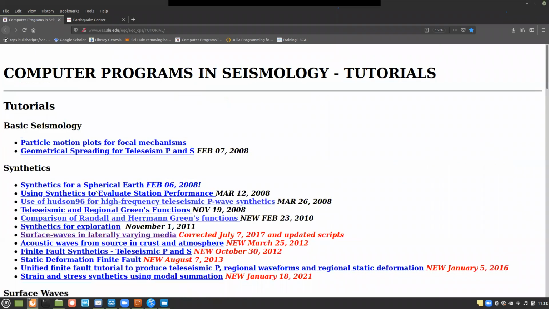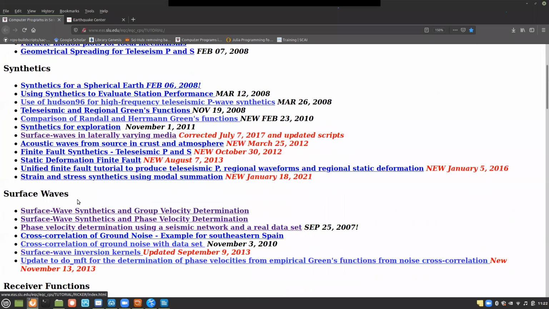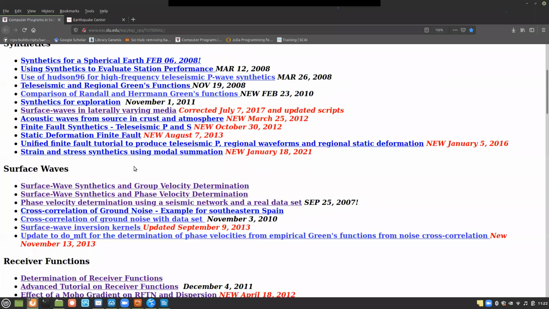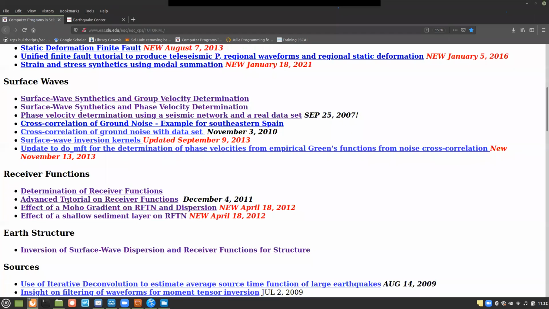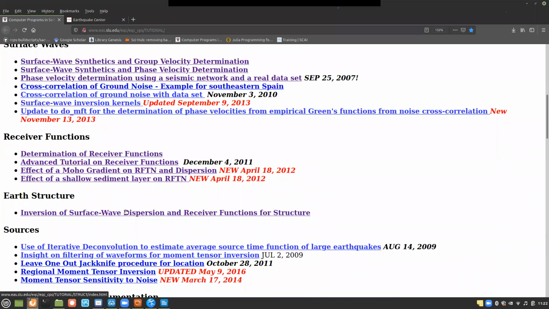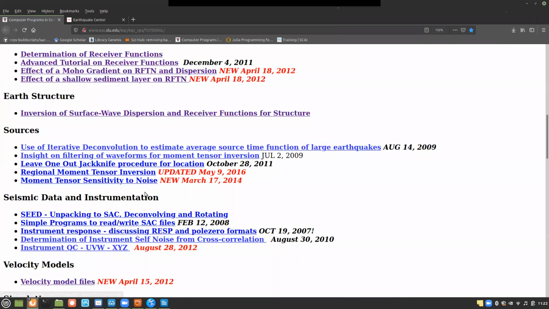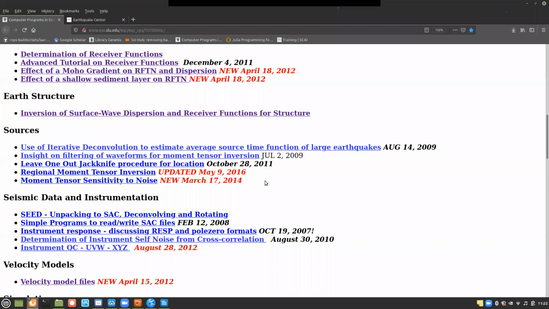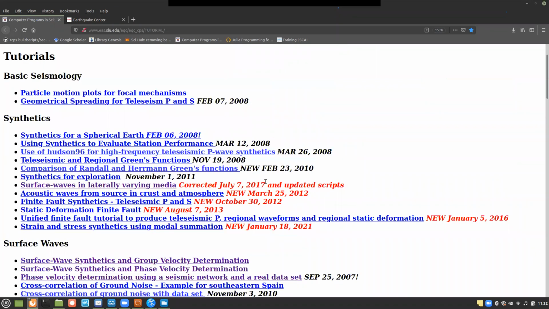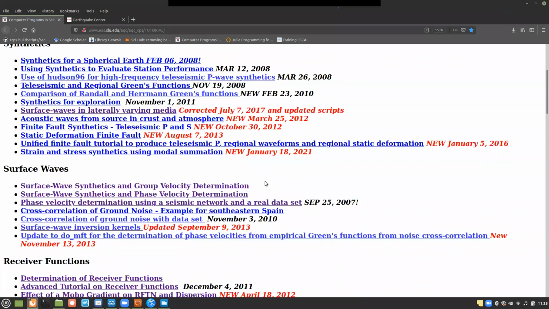So there are some synthetic tests related to source and moment tensor inversions. There is surface wave analysis, there are receiver functions, and there is structure. We'll go through it. There is source and seismic data, instrumentation, velocity models and everything. So you can go through everything. I think we will start with, okay, let's start with surface waves.